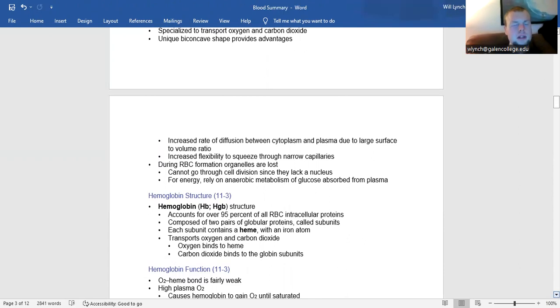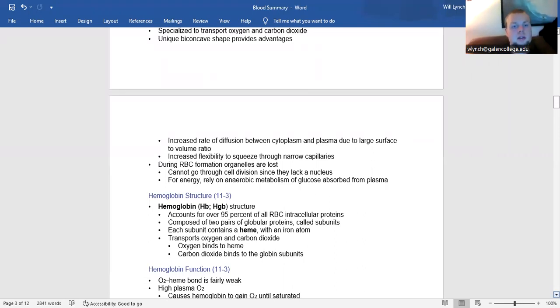During red blood cell formation, all of the organelles are lost. So it does not have any organelles inside. It can't go through any cell division since it doesn't have a nucleus. So red blood cells circulate until their time of death. They do not repurpose, they do not replicate. For energy, they are solely relying on anaerobic metabolism of glucose.